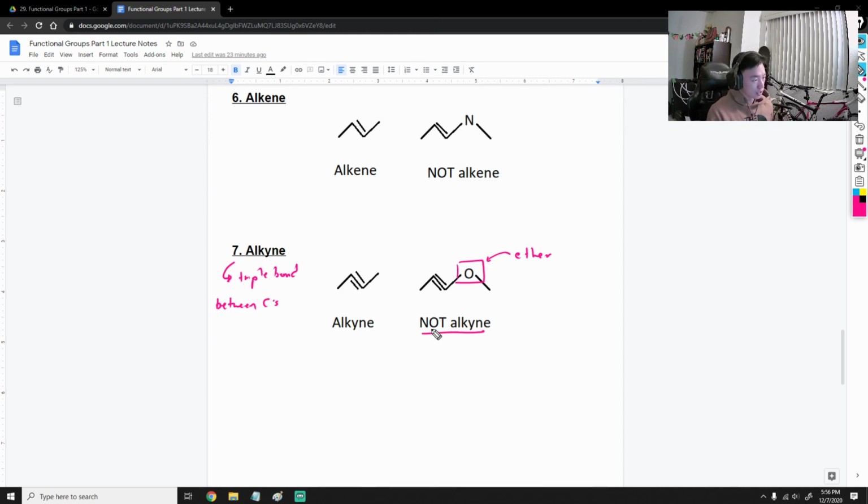All right, so those are the 7 functional groups that will be on your assignment today. It's basically what we just did in the examples. You're just going to get a molecule, and you're going to have to tell me how many of each functional group are inside each molecule.